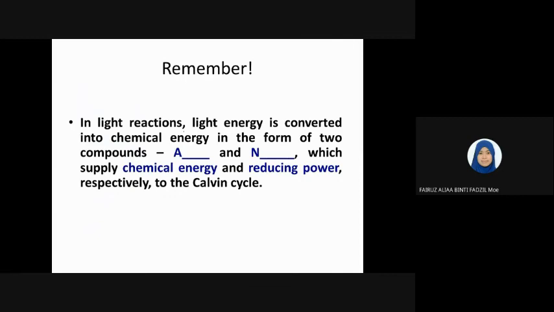Okay, in light reaction, light energy is converted into chemical energy in the form of two compounds. What are the two compounds? ATP and NADPH, which supply chemical energy and reducing power to the Calvin cycle. Okay, thank you very much, everyone.